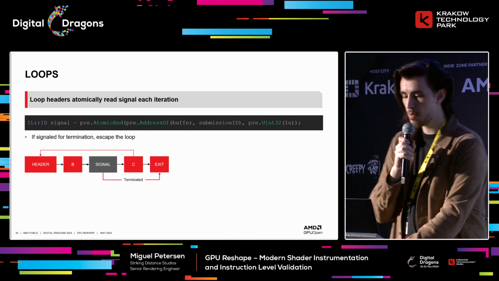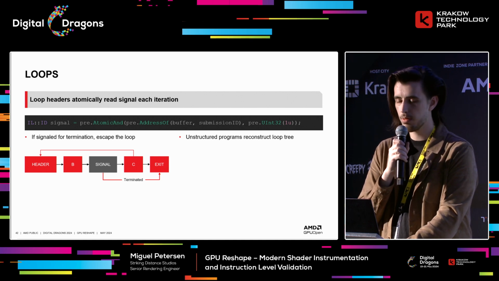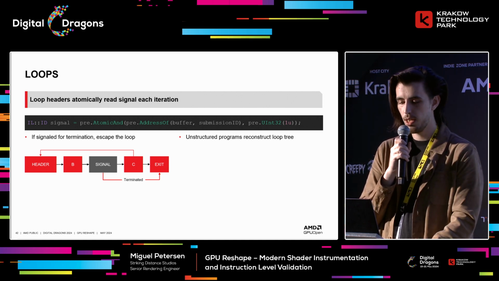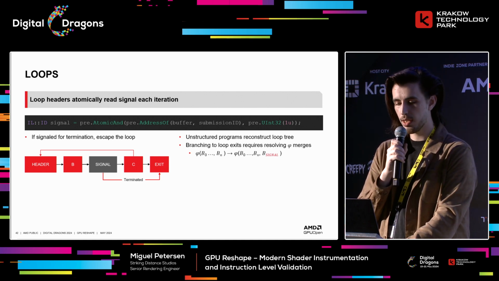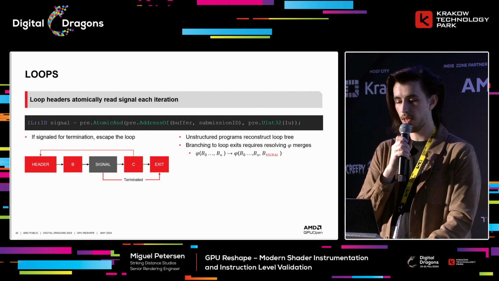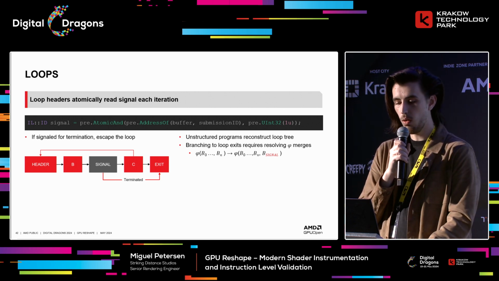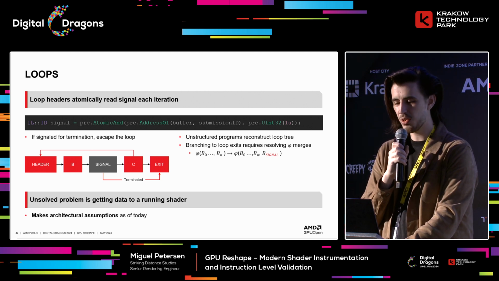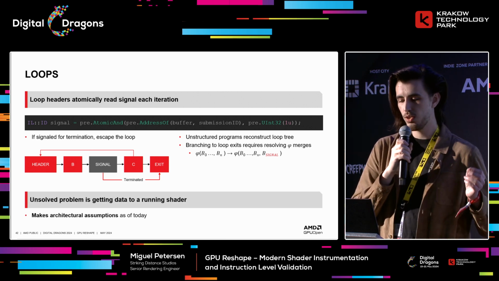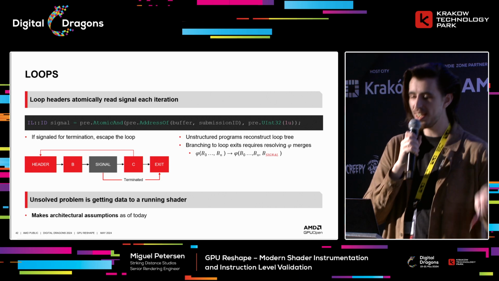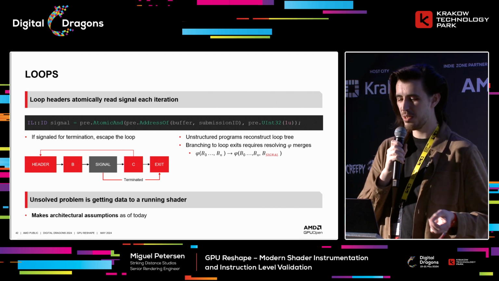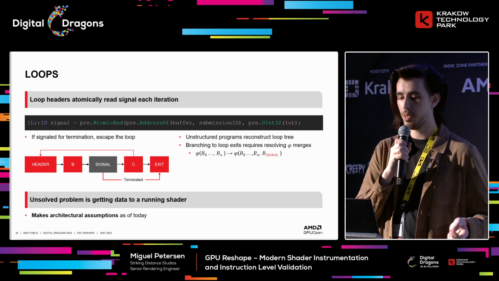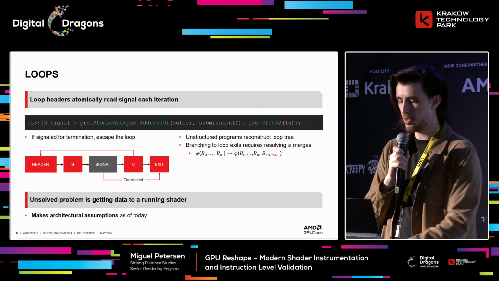For unstructured programs, we need to reconstruct the loop trees. Again, GRIL, it's a one-liner, it does it for you. And additionally, things get a little bit complicated regarding these FI instructions since there's now an additional way to escape the loop. All of this is functional today. But an interesting problem space here is that there's actually an unsolved problem, and that is getting CPU-fed data to a running shader, right? Turns out there's no specification-proof way to make this happen as of today, so we make architectural assumptions because of it.